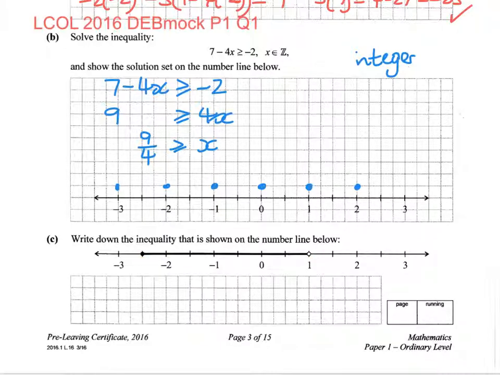So the empty dot means 1 is not part of the solution. It goes up to, but doesn't actually include 1. Here it goes down to -2.5 and includes -2.5. So how we show that is we go from -2.5, and it can be equal to, so that's why I've got that extra line written in, and x goes up as far as 1, but I don't have an extra line written in here because it can't be equal to 1, it only goes up to it. X is less than 1.